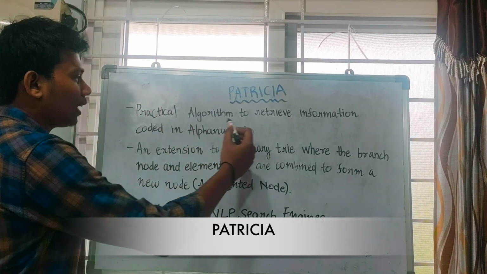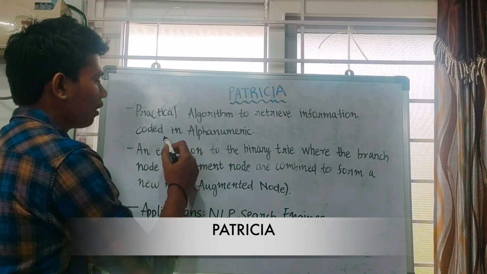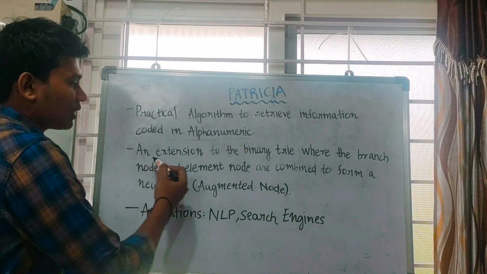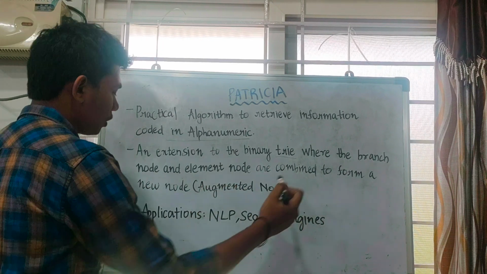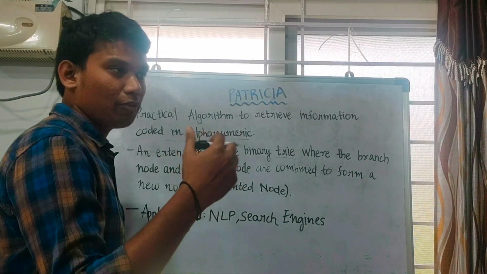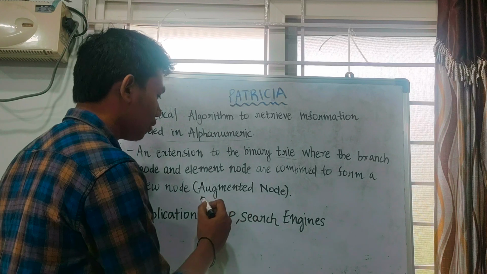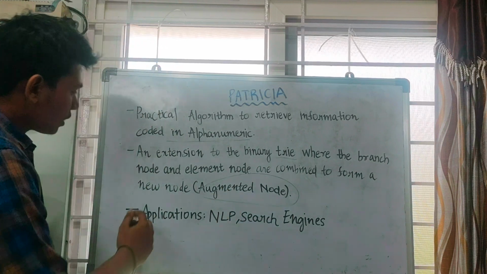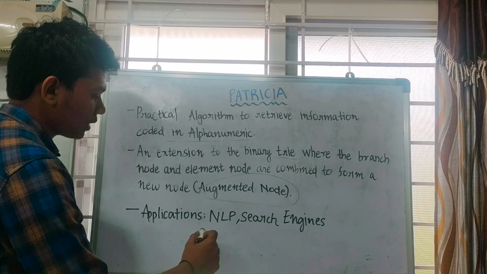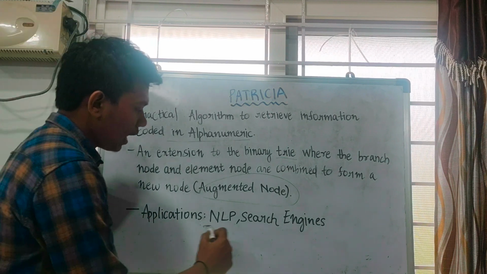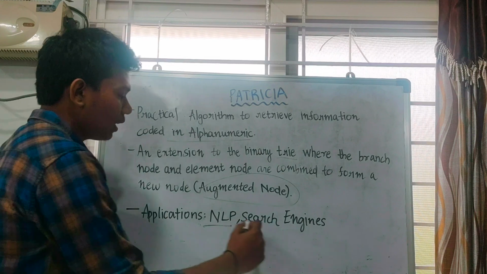PATRICIA stands for Practical Algorithm to Retrieve Information Coded in Alphanumeric. It is an extension to the binary tree where the branch node and element node are combined to form a single node, and we call that single node an augmented node. Next, PATRICIA is used in many fields. Some of the applications where PATRICIA is used are NLP, natural language processing, and search engines.